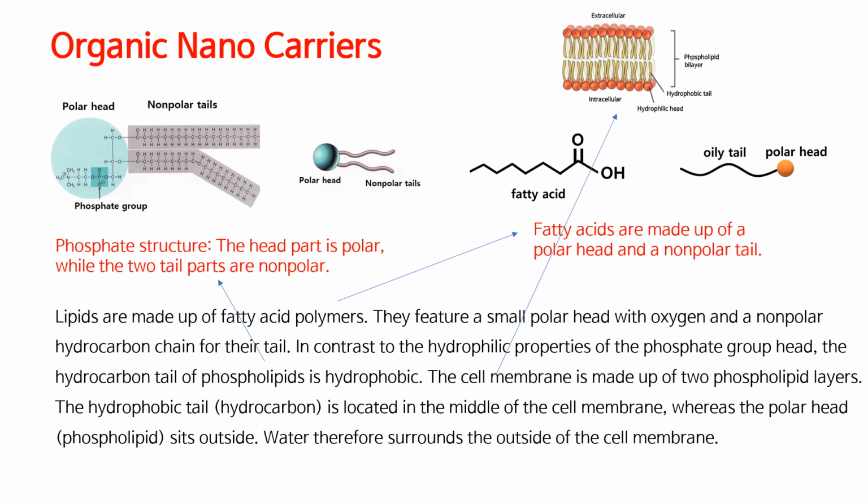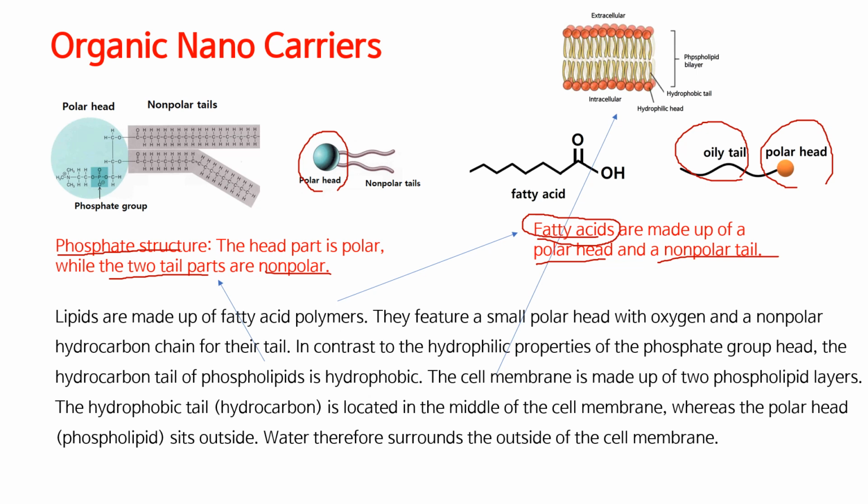This is the fatty acid. Fatty acids are made up of a polar head and a non-polar tail. Right? And this is a phosphate structure. The head is polar, and two tail parts are non-polar. So lipids are made up of fatty acid polymers.